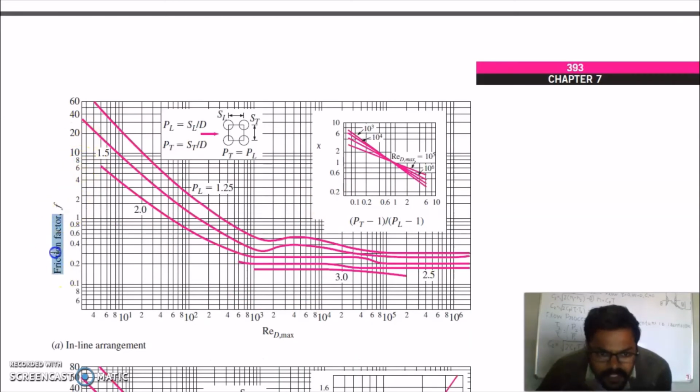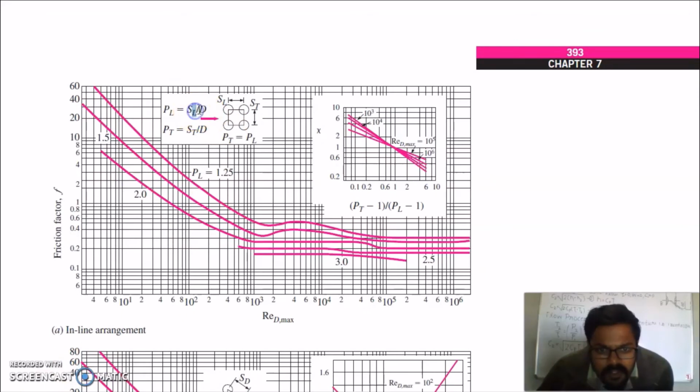This graph is between friction factor and Reynolds number corresponding to the maximum velocity. If your Reynolds number increases, your friction factor will decrease, and this is the graph for P_L of 1.25, 1.5, 2, 2.5 and 3. If P_L is 1.25, it means that is the ratio of S_L to D, that is the longitudinal pitch to the diameter ratio, that is your P_L.